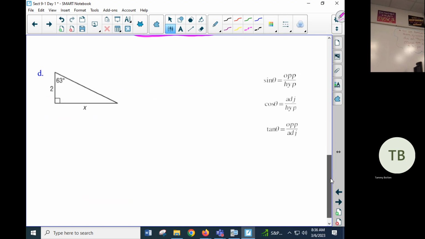Now, if I go down to this one, I'm going to mark this. And this side is going to be opposite. Do you guys get that this side is adjacent? And opposite over adjacent is going to be tangent. So I'm going to go tangent of 63 equals opposite over adjacent.